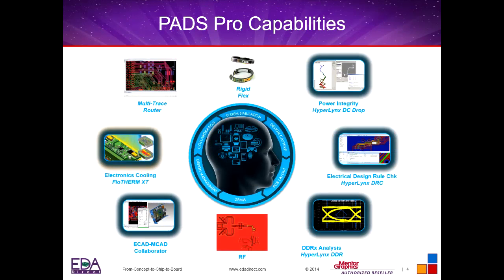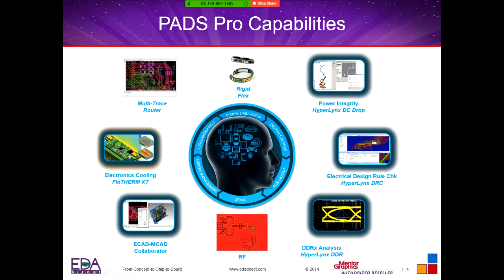make the software even more powerful. So we have a multi-trace router that's available, which allows you to route differential pairs, match lines very quickly and easily, and then tune those. We've got FloTHERM XT, which allows the mechanical group to look at the flow and the heat capacity within an enclosure when the board is inserted. We've got an ECAD-MCAD collaborator that allows us to talk from PADS Pro to Pro-E, SolidWorks, Solid Edge. We've got RF capabilities for you as well.